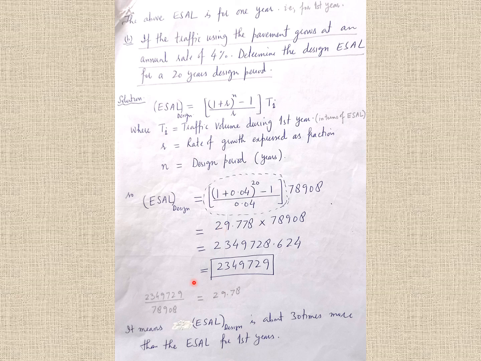So you can conclude this thing, that the equivalent single axle load that we are considering for the design period of 20 years is about 30 times more than the equivalent single axle load for the first year, because this factor is 29.78, so it means it's about 30. So the equivalent single axle load for a design period of 20 years is about 30 times more than the equivalent single axle load for the first year.